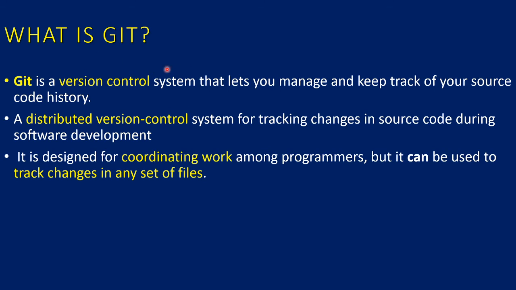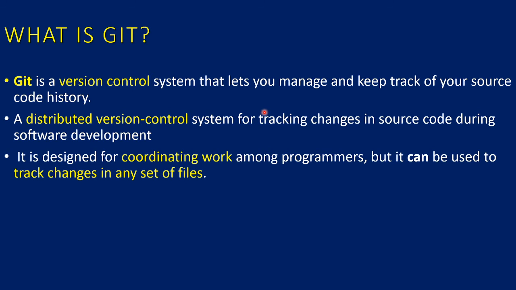Now, what's Git? Git is a version control system that lets you manage and keep track of your source code history. Version means you'll have different forms of your code. Let's say you are creating something like a chatting app. For the first time you create a feature where people can log in. Then you have to create a feature which enables people to log out.